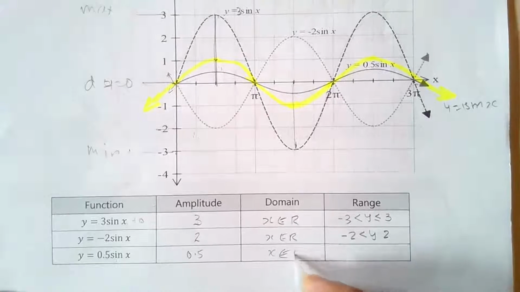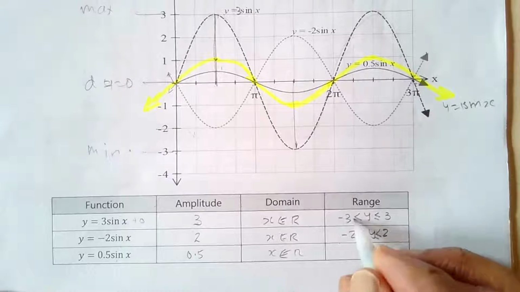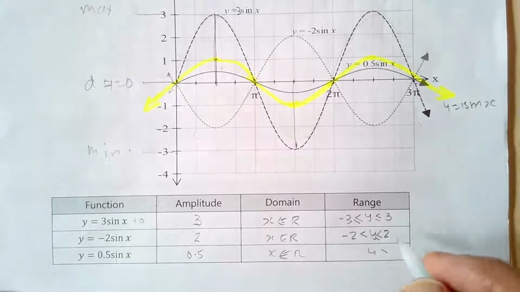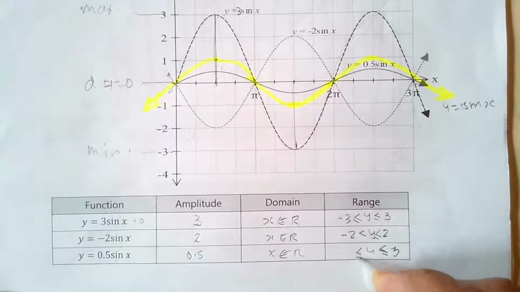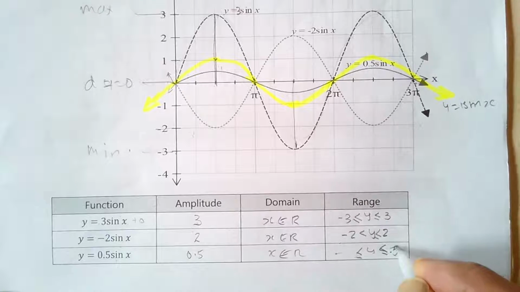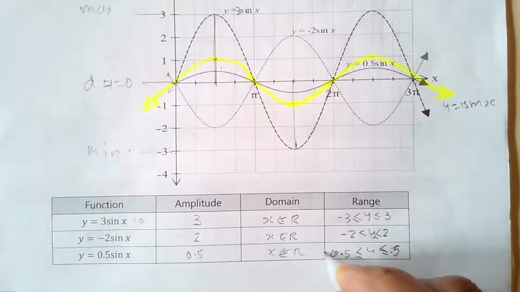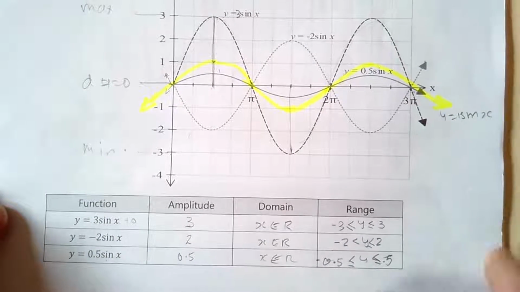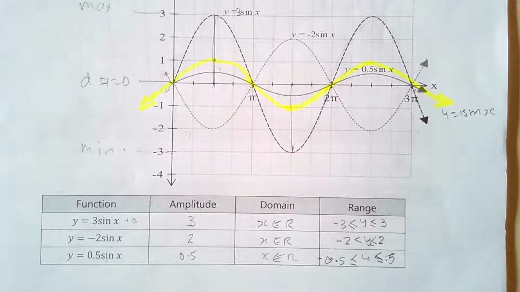X is a set of real numbers, and y would be less than or equal to 0.5. So your amplitude is 0.5. If you look at the equation, you could identify amplitude by the value of the a.